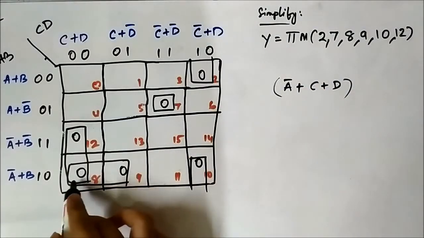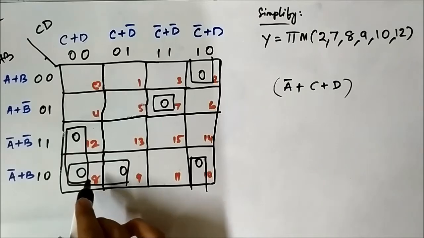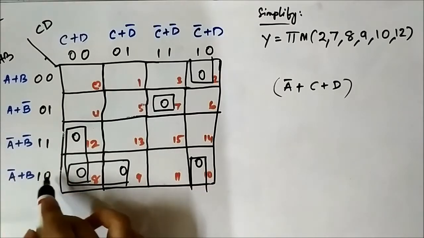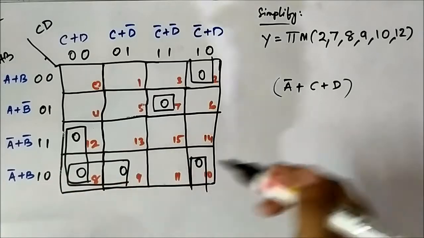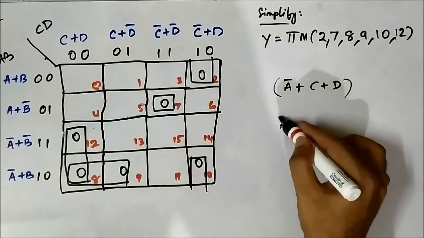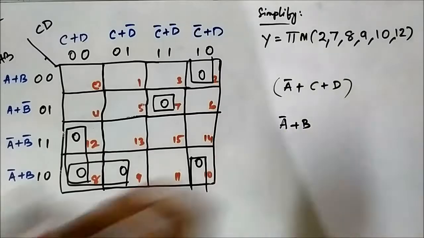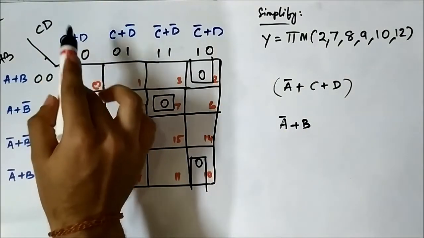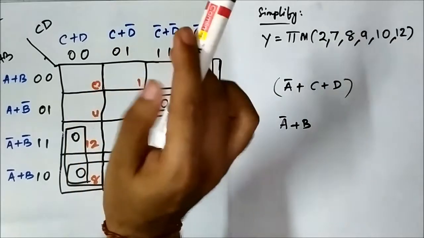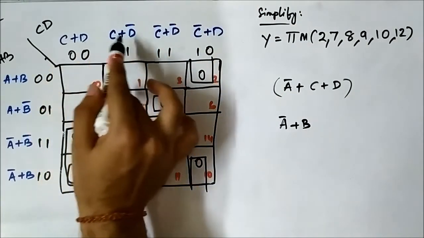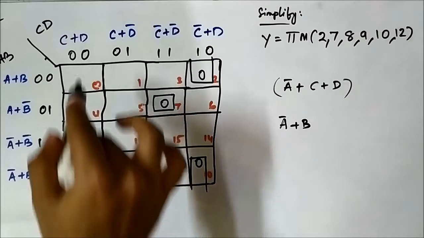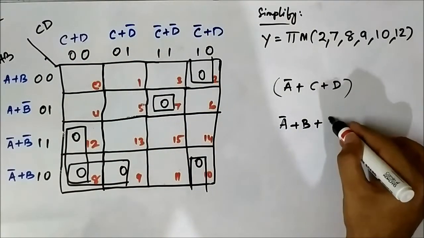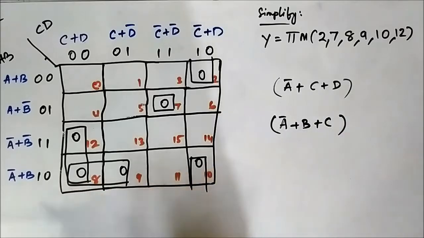Now the pair consisting of cells 8 and 9, we have this horizontal component A bar or B common to both these cells, so that will be there definitely. The vertical side, the components are C or D, C or D bar. Okay, so here C is common in both these vertical components, so that will be there, or C. So this is done for this pair.